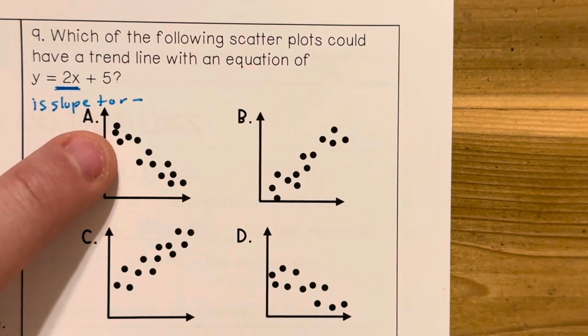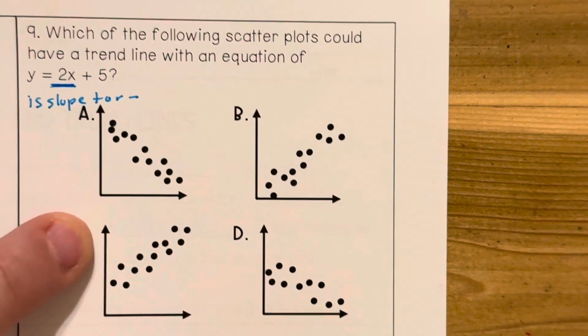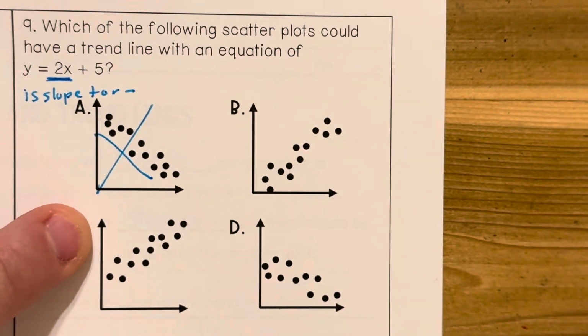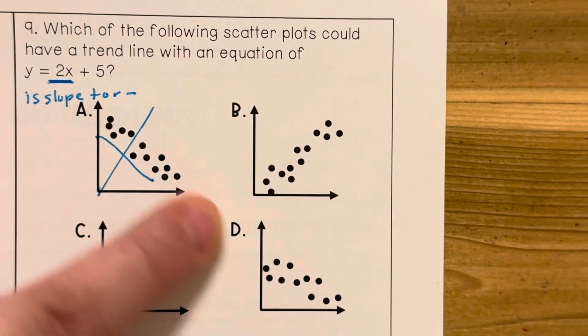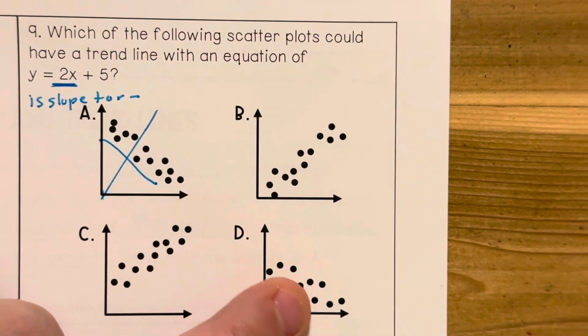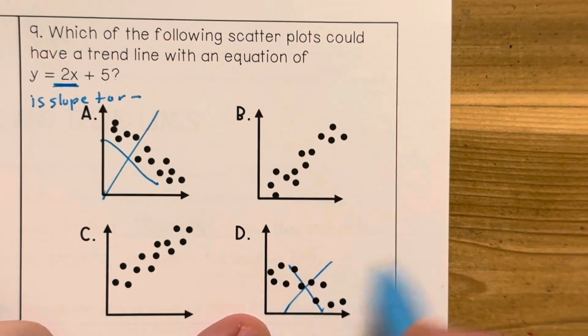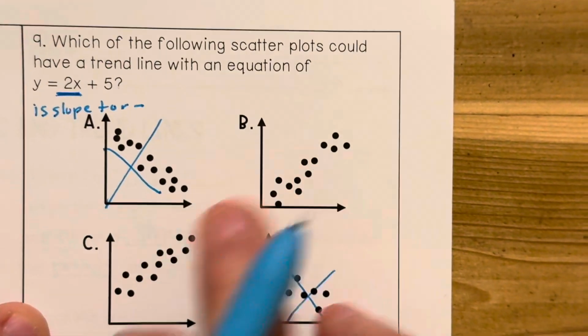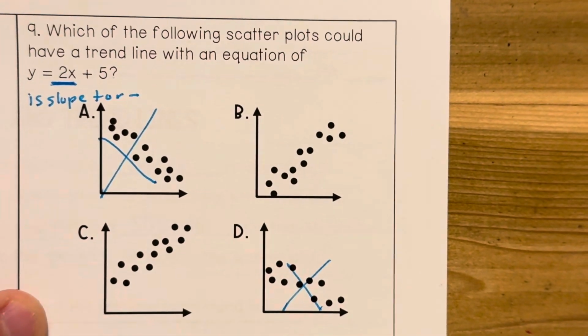So I look at this first one. I've got a negative association. So I know that's not an option. I also look at D. What do I notice? A negative association. I know that's not an answer. So I've eliminated 2 and I'm down to just 2 choices.